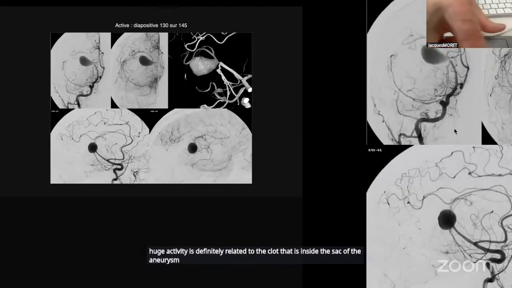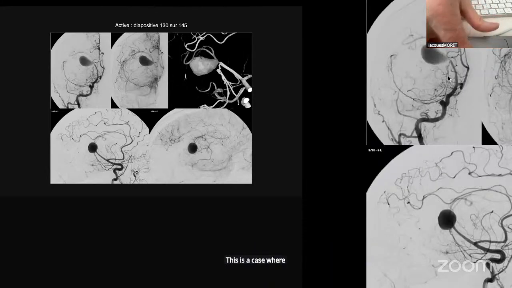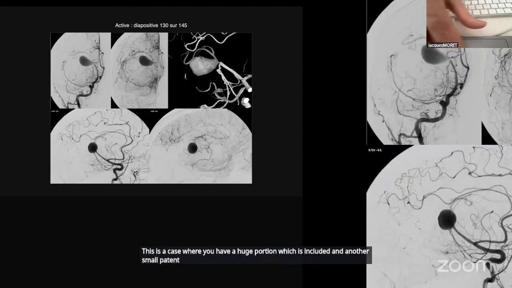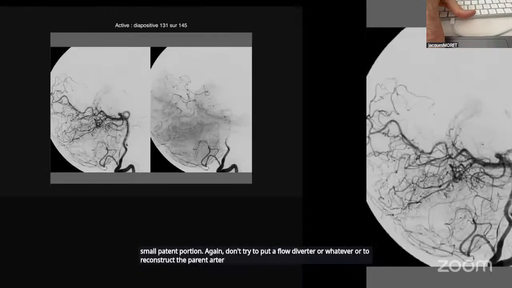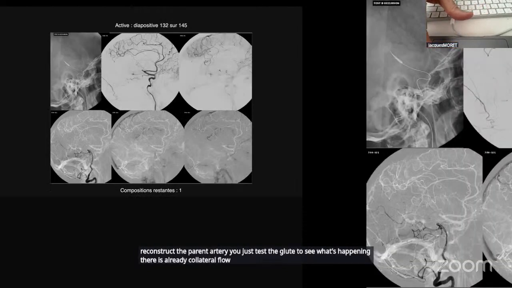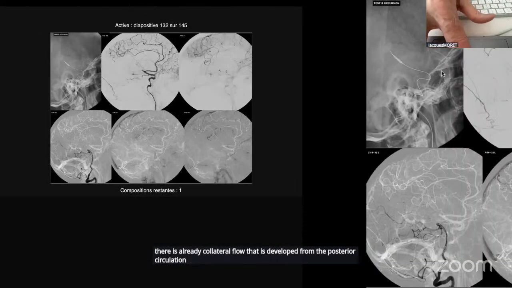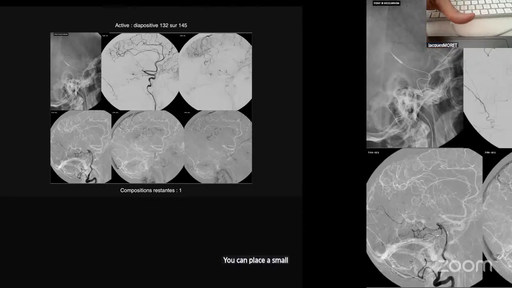This is a case where you have a huge portion which is occluded and another small patent portion. Again, don't try to put a flow diverter or whatever to reconstruct the parent artery. You just test occlude to see what's happening. There is already collateral flow that has developed from the posterior circulation. You can place a small balloon, check the collateral flow.